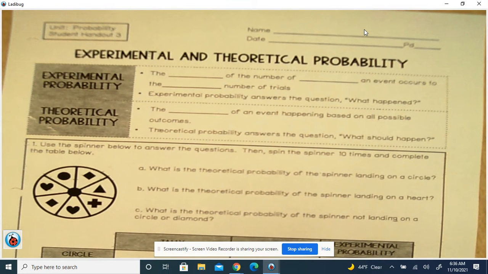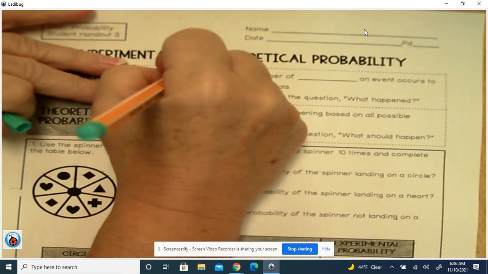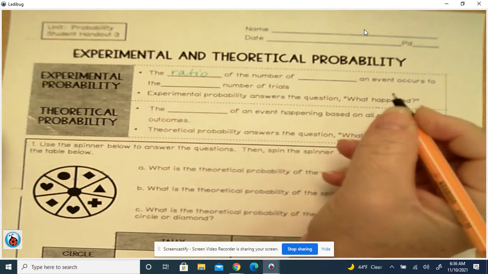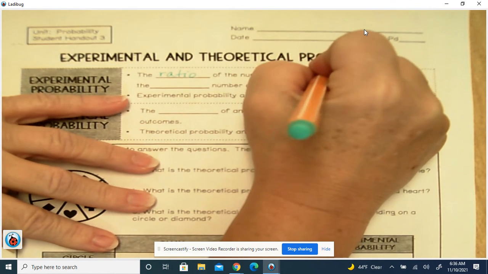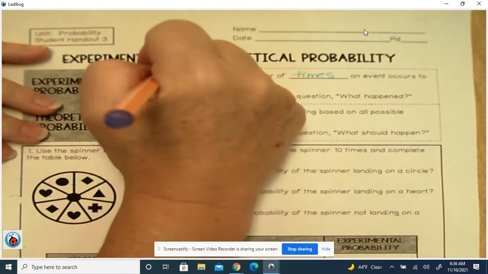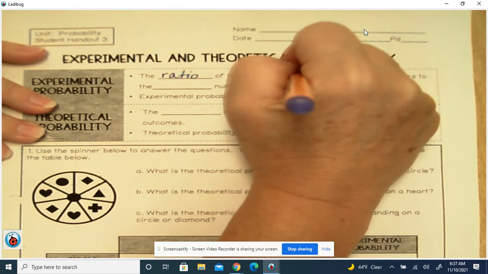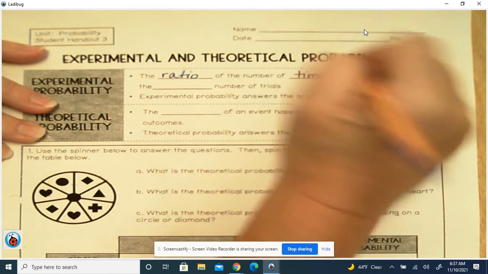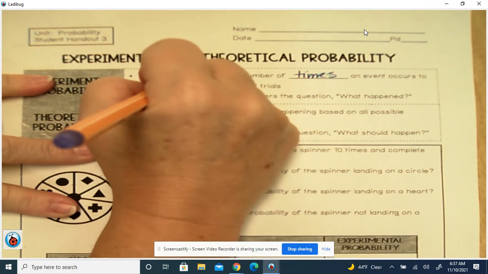This video is on experimental and theoretical probability. Experimental probability is the ratio of the number of times an event occurs to the total number of trials.